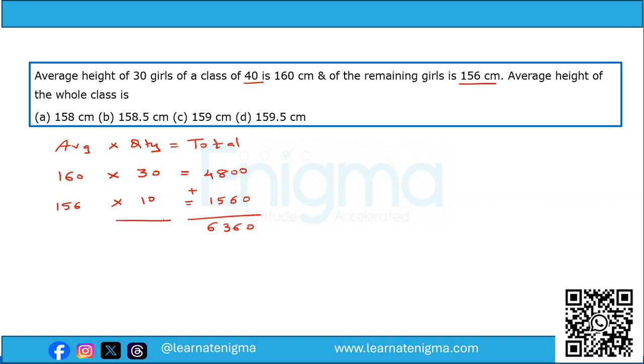Now the total students are 40 and we want to find out the average. So again the formula we can adjust it as average into 40 is equal to 6360. So therefore average for the full class will be 6360 divided by 40. Hence the answer comes as 159. So answer will be option C.